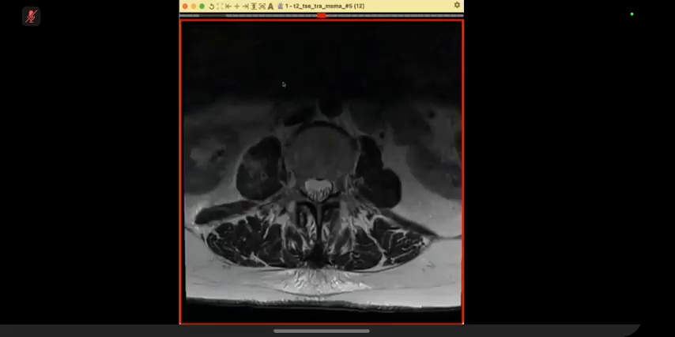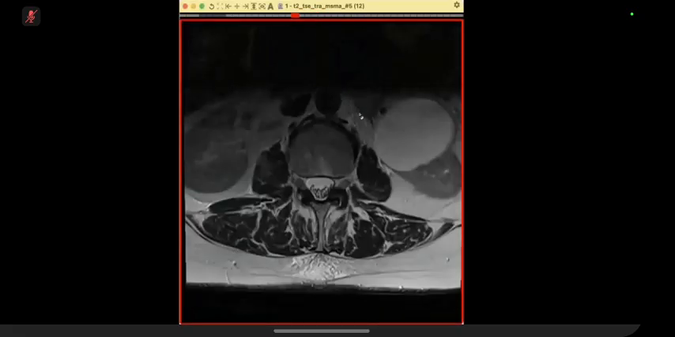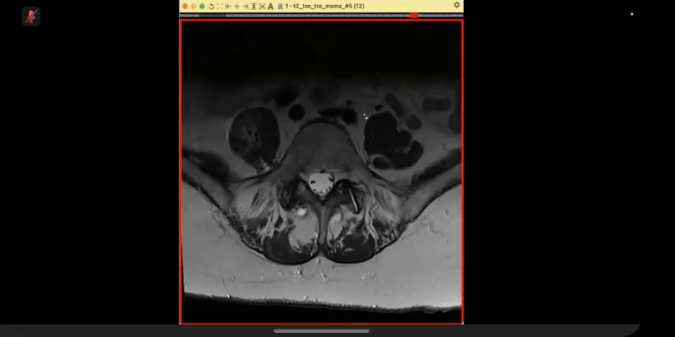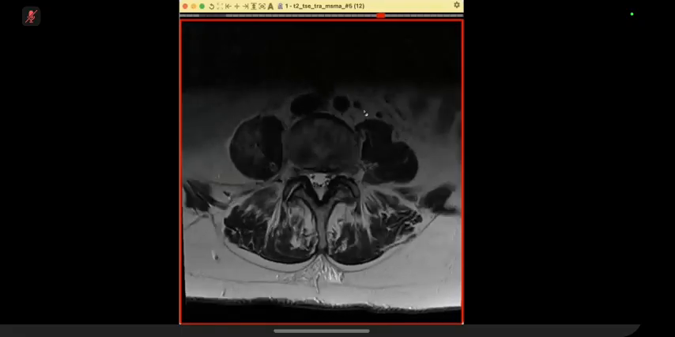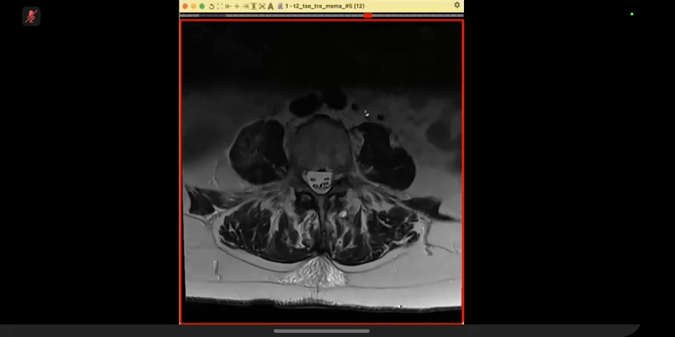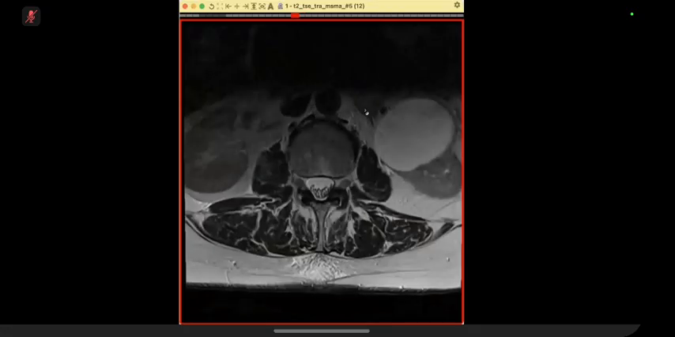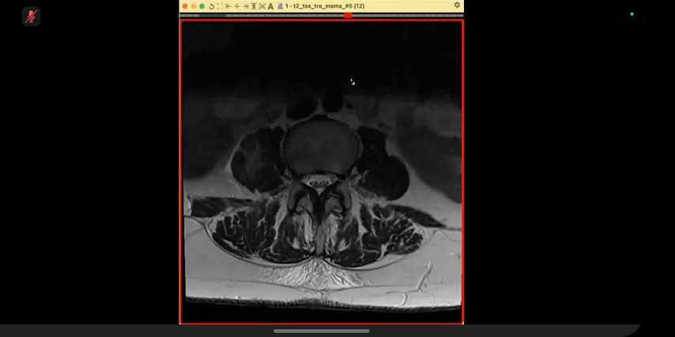Yes, doctor. T2 axial. Shall I scroll, doctor, or you will scroll? Let me scroll for you. We are coming from L5S1 right now. And we are going to L4, L5. This is the disc which you were worried about. And then we are going to L3, L4, and then L2, L1, and L1, L2. Now, if you want to scroll, over to you.